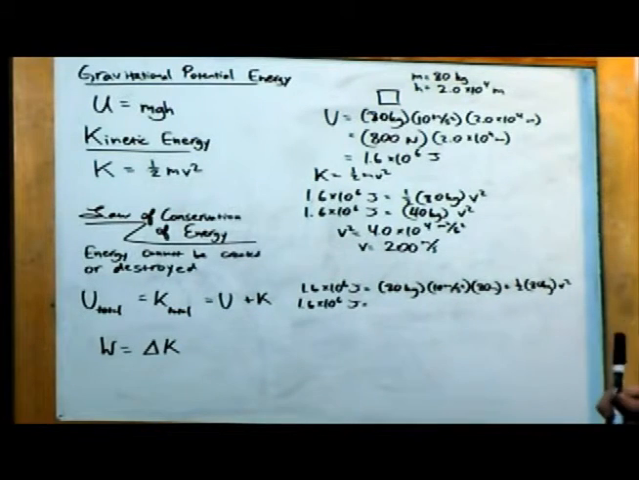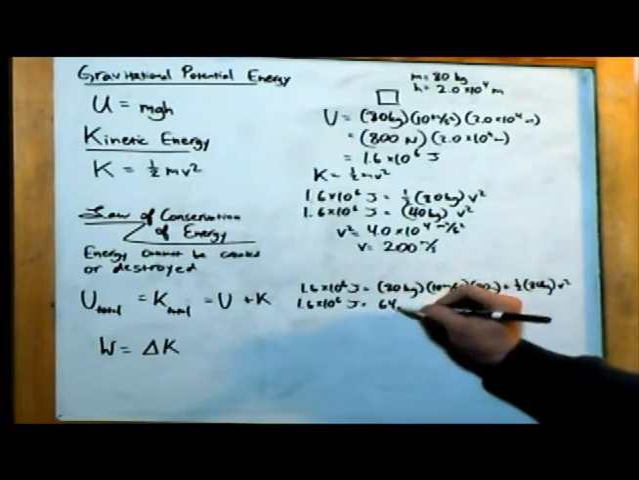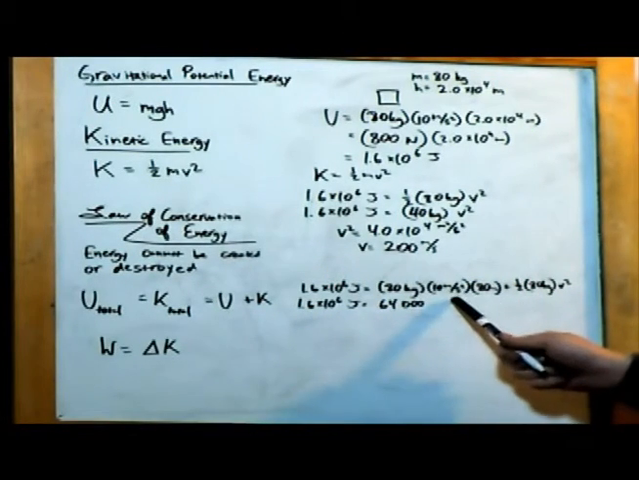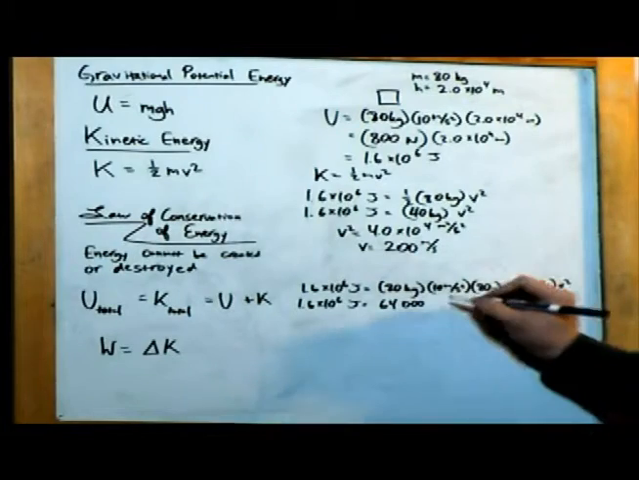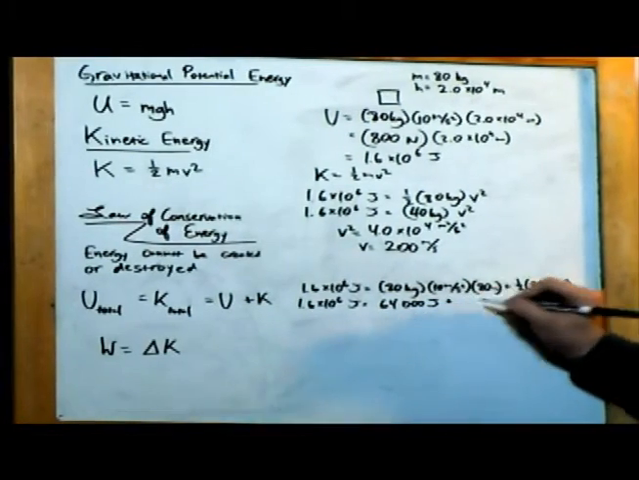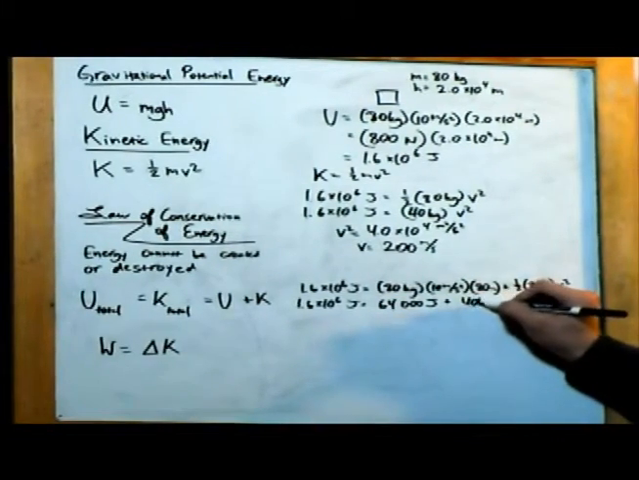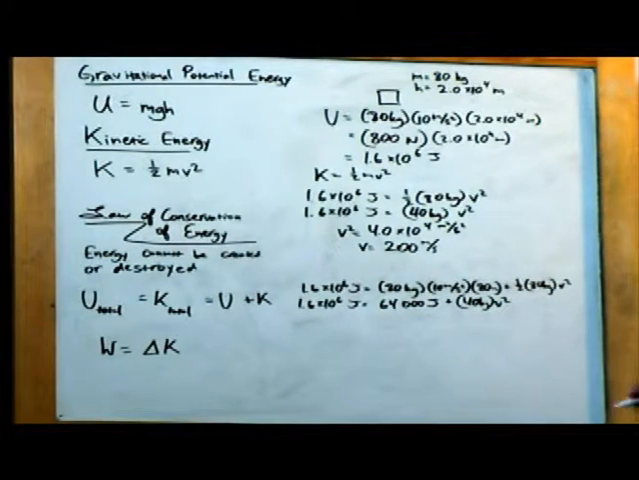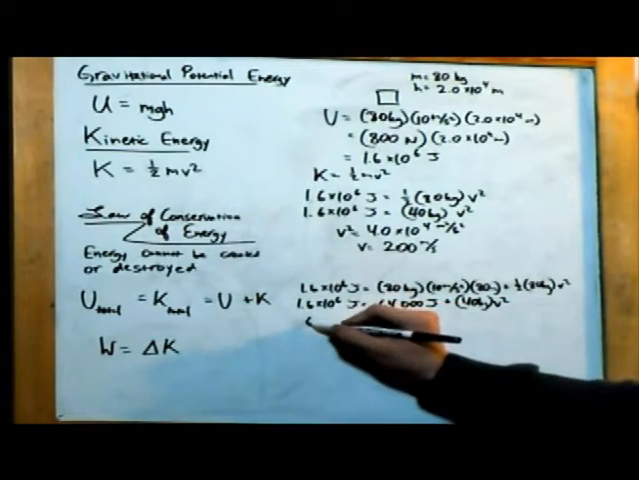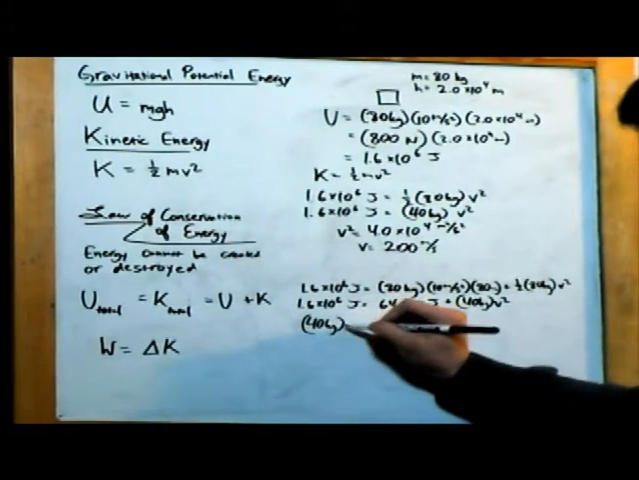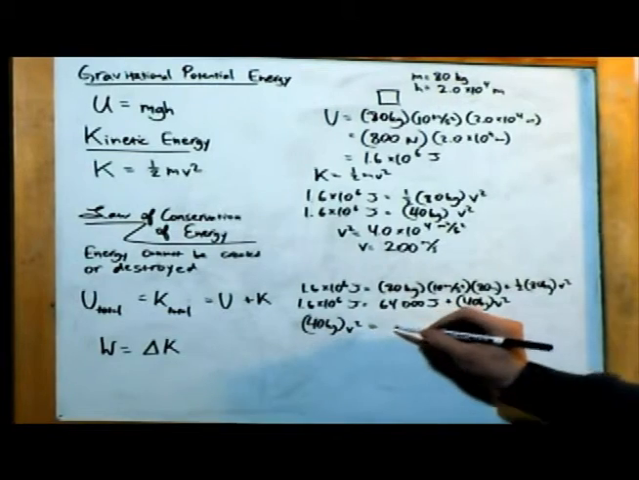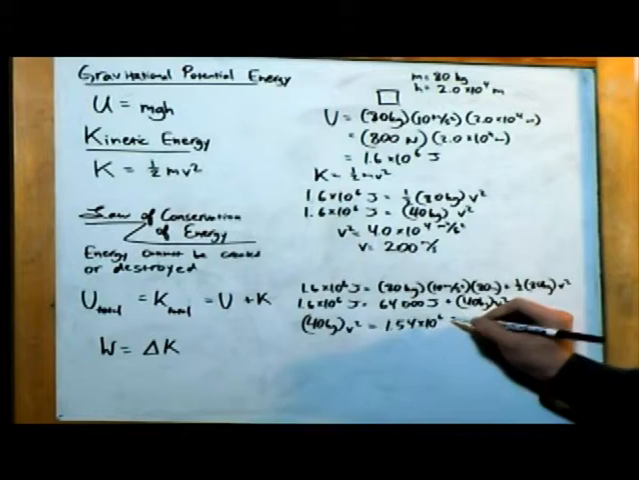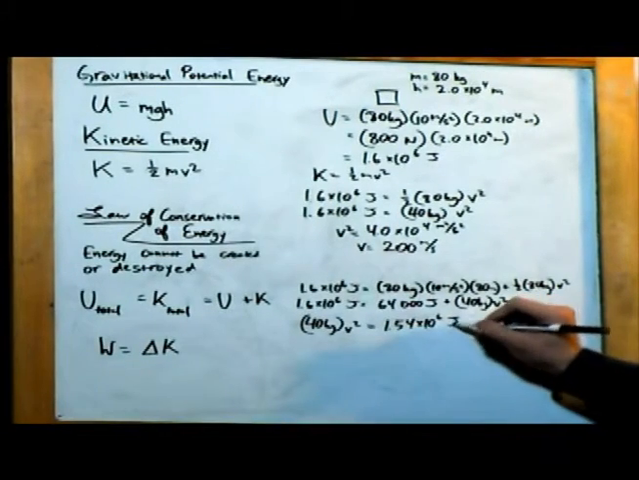So, long story short, that gets us to 64,000. Yes, and we have kilograms, 10 meters per second squared, that's newtons. Newtons times meters gives us joules. Okay. Plus 1/2 times 80 gives us 40 kilograms times our velocity squared. So you can subtract the 64,000 joules from both sides, and we get 40 kilograms times velocity squared is equivalent to 1.54 times 10 to the 6th. And still that's joules, so we're going to keep those.